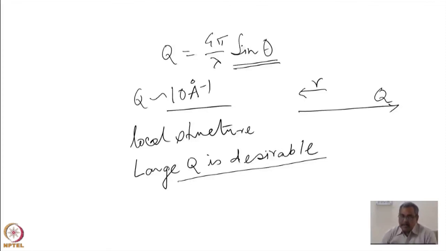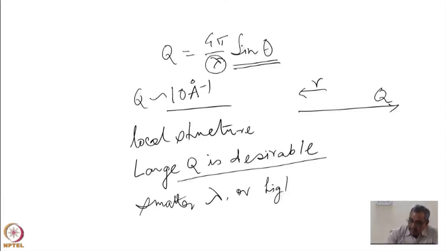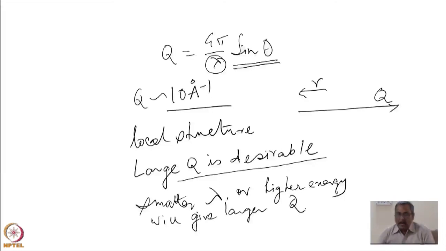Another possibility is that if I can go to smaller lambda values, then as you can see from this expression, at the same angle, a smaller lambda, or higher energy, will give larger Q. So either I go to larger angles, which is possible, as I cover a larger angle using detectors, or I can use, for the same angles, another set of lambda which will give me larger Q values.